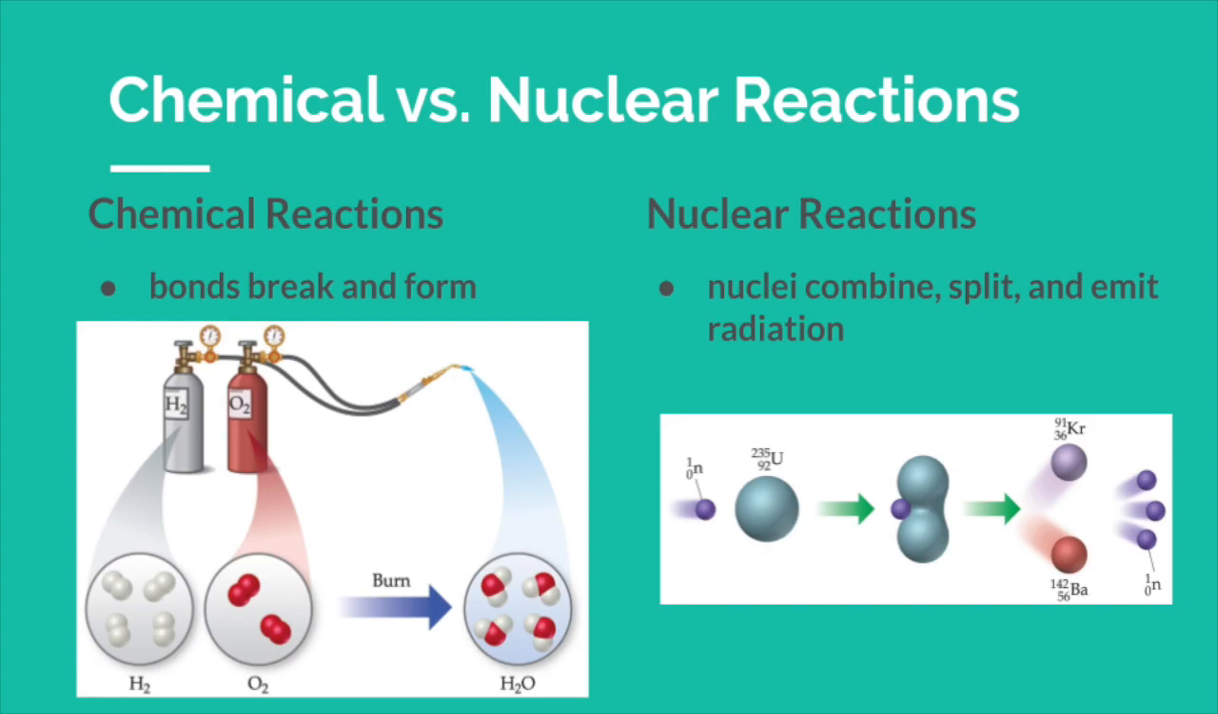On the other hand, we shall see that in nuclear reactions, the nucleus of an atom can combine with another, or the nucleus can split apart, or the nucleus can emit radiation in the form of particles or rays. For example, a large uranium nucleus can split apart into a krypton nucleus and a barium nucleus. The nucleus is what changes in nuclear reactions.